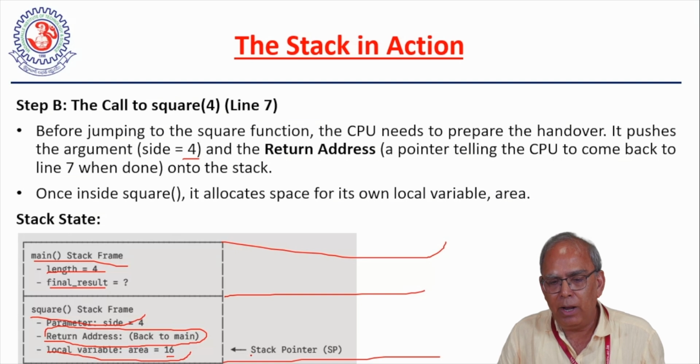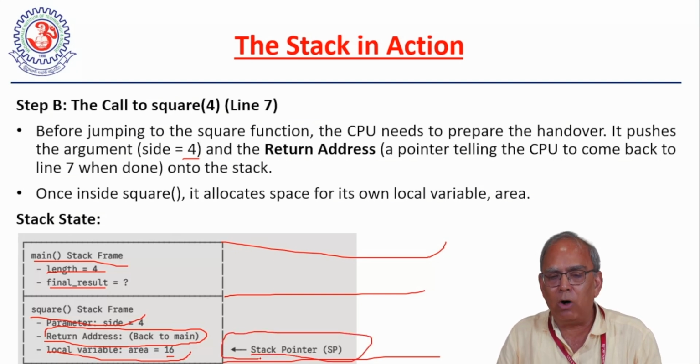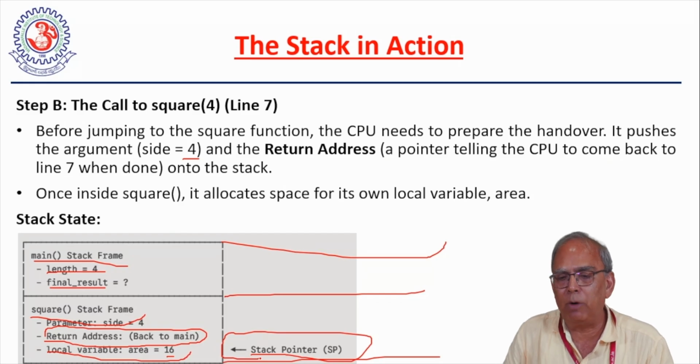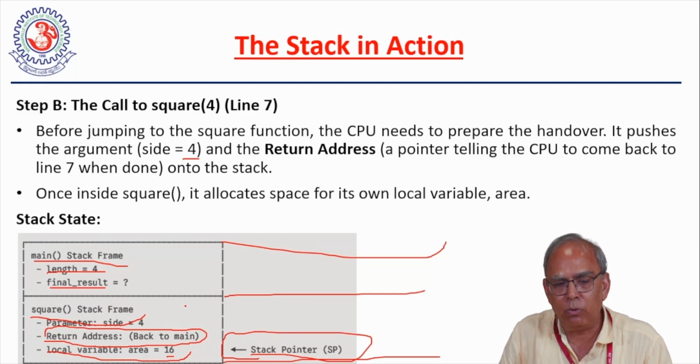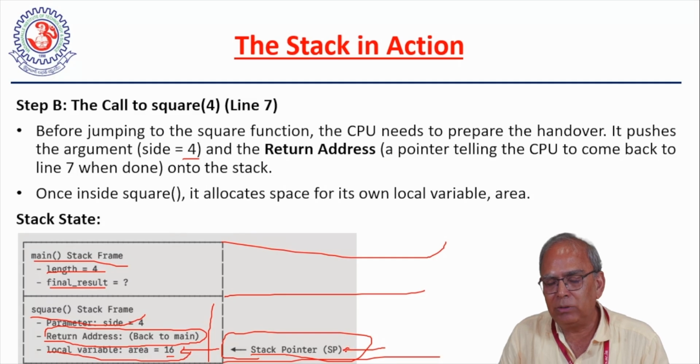Now one more word is shown here: stack pointer. The stack pointer always points to the top of the stack. When this particular code is getting executed, it knows that this is the top of the stack, so the stack pointer will point to it. This stack pointer keeps on moving with the execution and the completion of the function call.